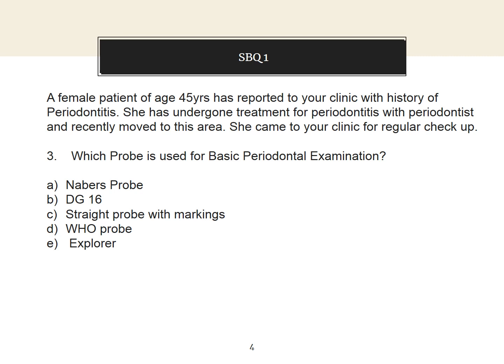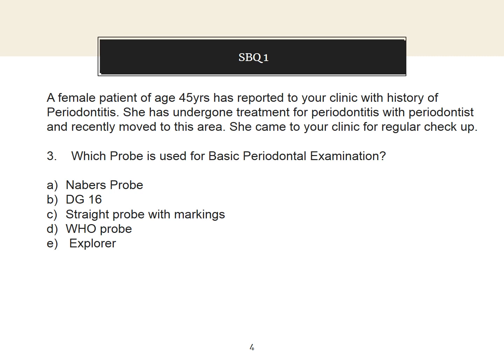But if you think that this question has a link with the first question, then you tend to change the first question's answer to basic periodontal examination. Please look at the question when you are answering, whether that question is related to the present scenario or is a general question. In this question, nothing has been mentioned that it is related to the present scenario. It only asks which probe is used for basic periodontal examination. The answer for that is the WHO probe.